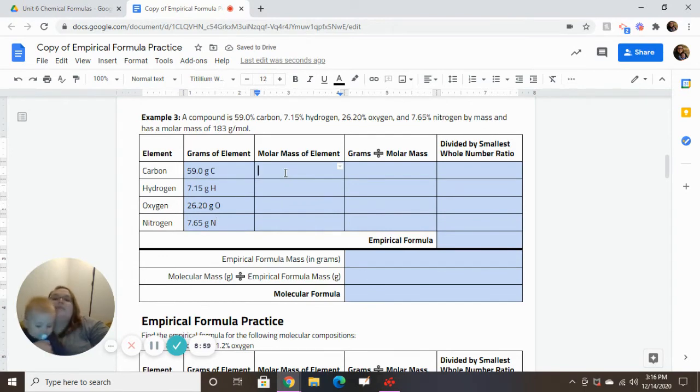Now I'm going to write down the molar mass as found in the periodic table. So carbon is 12.011 grams. Hydrogen is 1.008 grams. Oxygen is 15.999 grams. And nitrogen is 14.007 grams. I'm going to do first column divided by my second column.